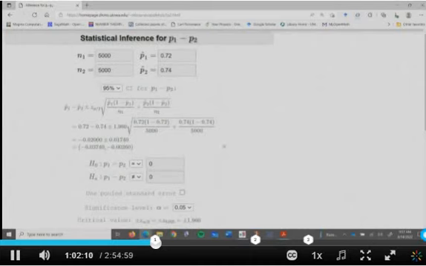Okay? But in my example, I only had 500. So in that situation, I did not have enough evidence. My p-value was well beyond the threshold for rejection, so I failed to reject the null hypothesis.